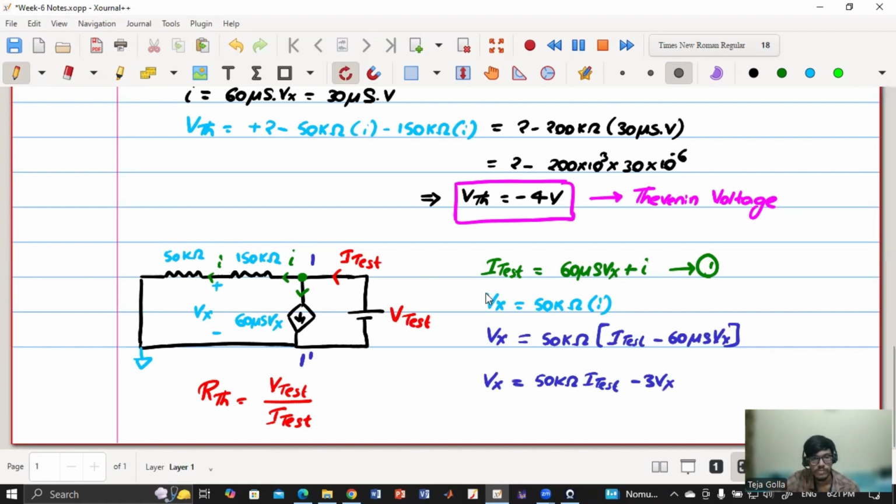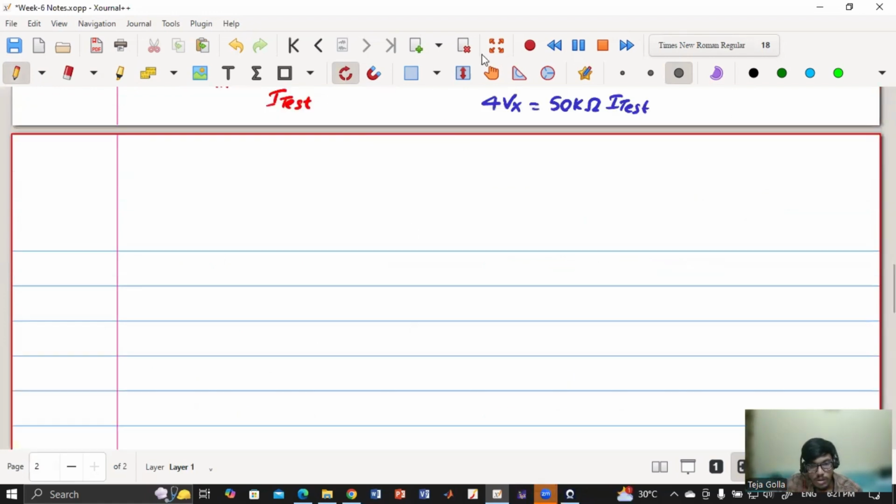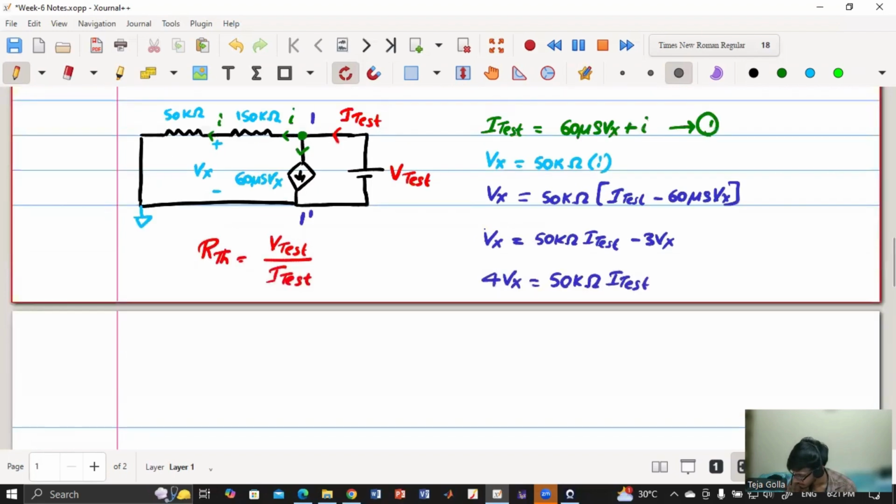Is this calculation clear to everyone? Yes, sir. Okay. So now I will get 4Vx is equal to 50 kilo ohm into I test. Right. So let this be an equation. This is one equation. Now what do I need? I need V test in terms of I test. Then I can get the RTH, right?